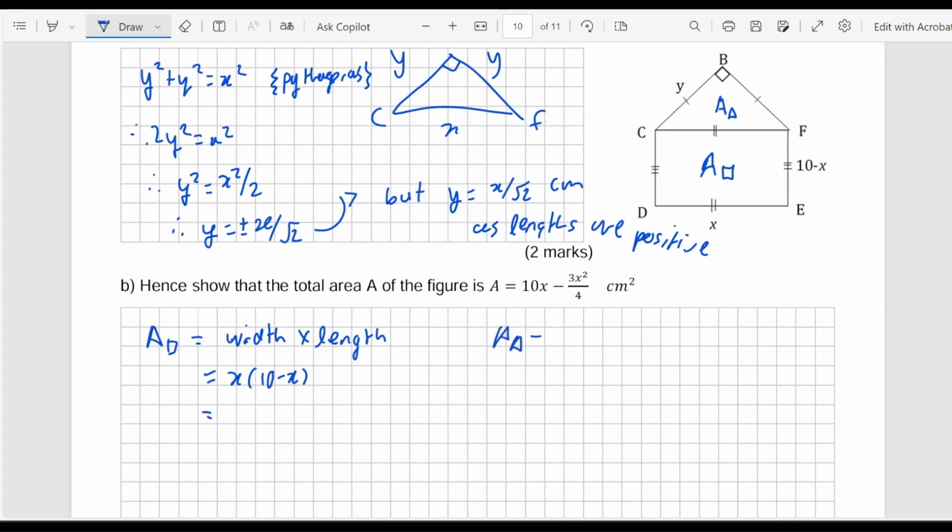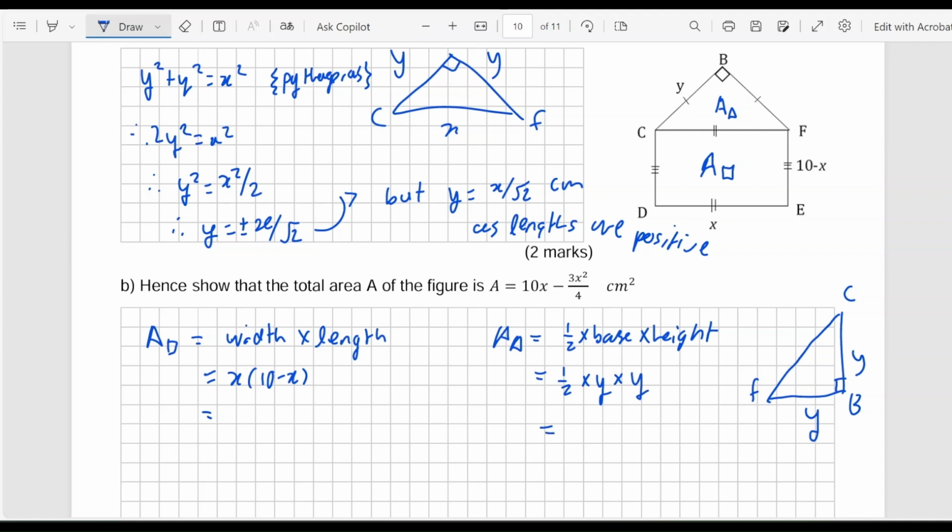Area of the triangle is going to be half times base times height. So that's going to be half. This triangle is a little bit funky, and this is what can be tricky with this question. The base and the height of that triangle on the top are actually both y. And that's if you arrange it so that B, C and F are sitting there. So it's actually y and y. You've got to be very careful with that.